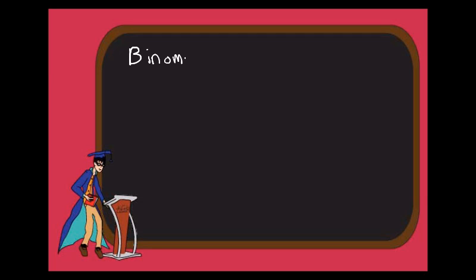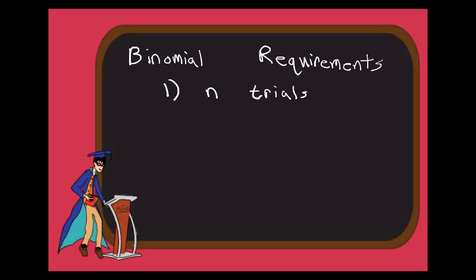So binomial distributions are very finicky creatures because they have four specific requirements that we do have to adhere to. Number one is we need a certain amount of trials, and those trials we're going to refer to as n. We also need a probability of success for each of those trials, and that p of x or p, whichever we're going to prefer, which in this case is p, has to be a constant.